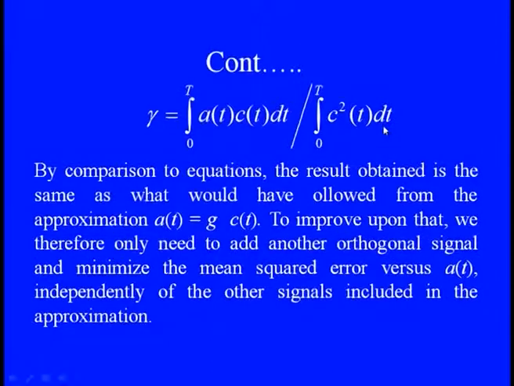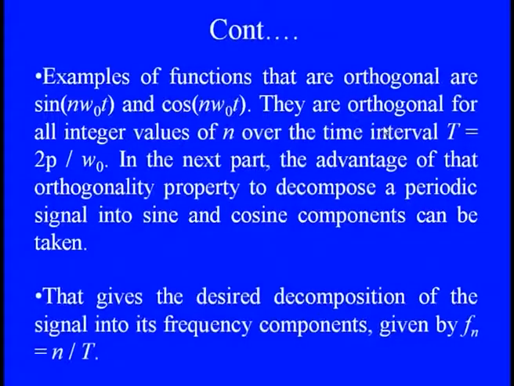And when we are comparing these things, now we can say that the approximation function A of t, with gamma times C of t, can be straightaway improved, and if we want to improve it further we need to add another orthogonal signal, and we can simply minimize the mean squared error with respect to A of t, independent of any other signal part. So, that is very simple: we can straightaway put the orthogonal signals sine n omega 0 t and cos n omega 0 t, and then we can do that.